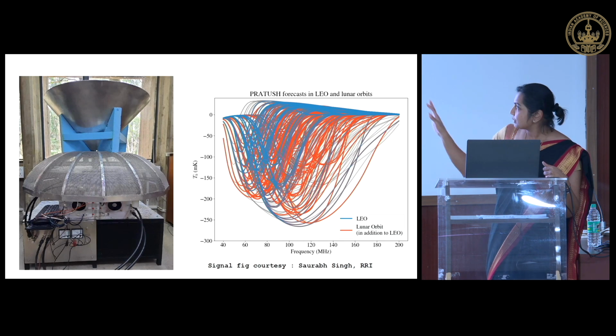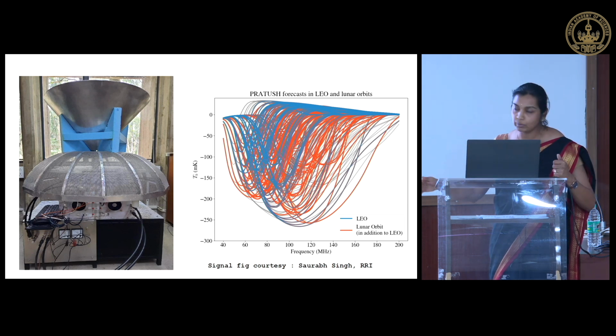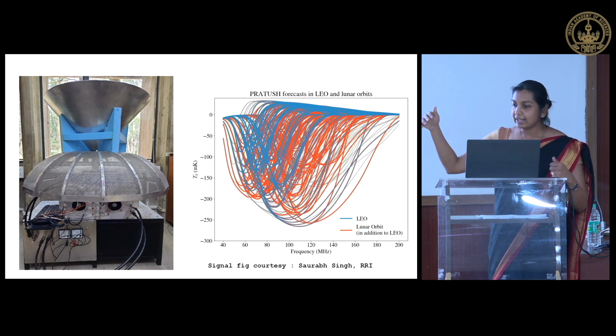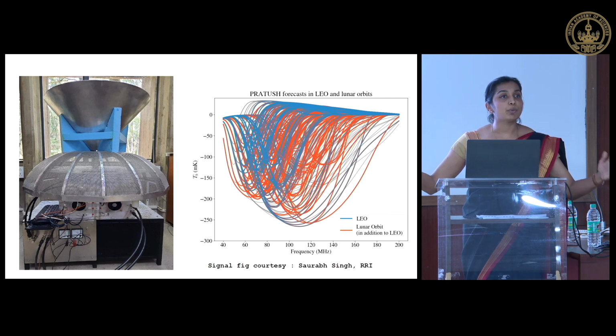So this is what Pratush is like in the lab now. Right now we are powering it with batteries. Eventually there will be some solar panel equivalent. All the electronics can fit on this table and the antenna is this big. The antenna size is determined by the frequency range of operation. I cannot, for the sake of flying it to space, make it a smaller antenna. It will not be an antenna at this frequency.